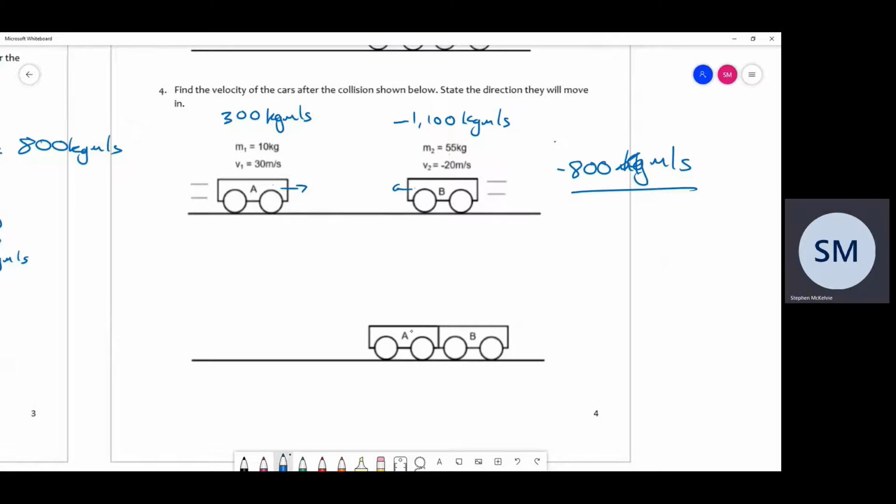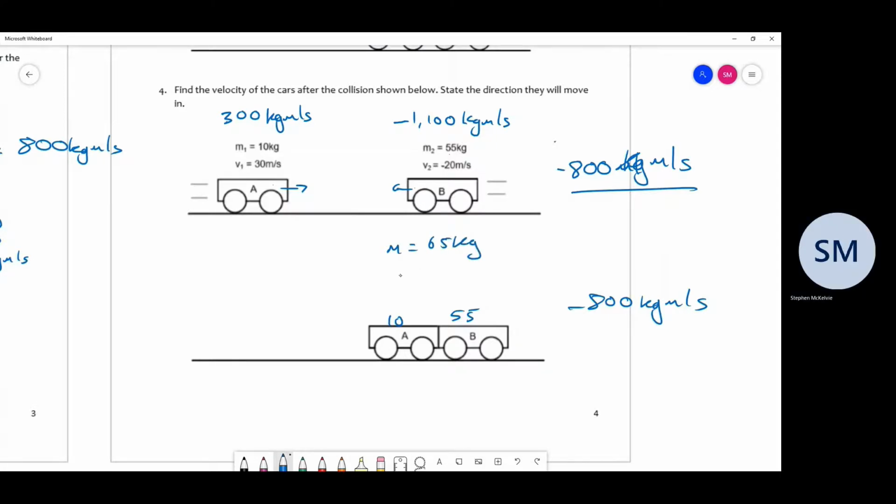Afterwards, they're stuck together, but we have a mass here of 10 and a mass here of 55. So the total momentum was negative 800 kilogram meters per second before. It is going to be negative 800 kilogram meters per second afterwards. Total mass will be 65 kilograms. The velocity will be, I do not know how many meters per second. The momentum will be negative 800 kilogram meters per second.